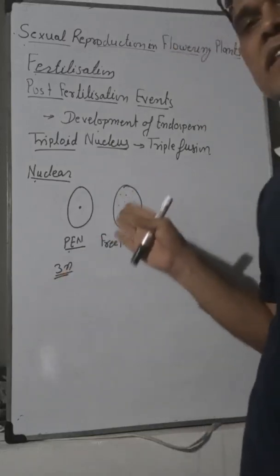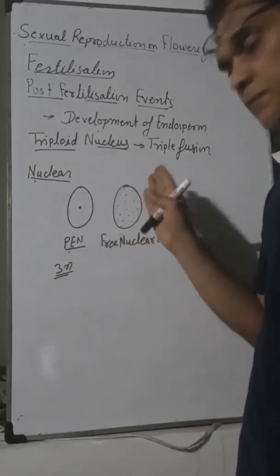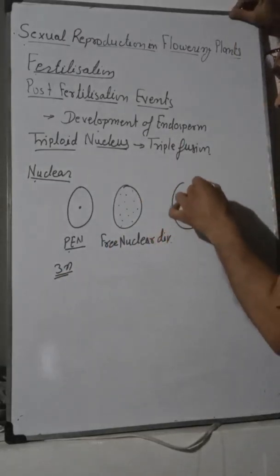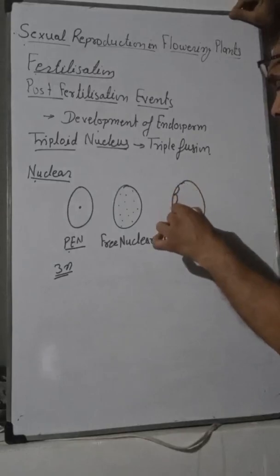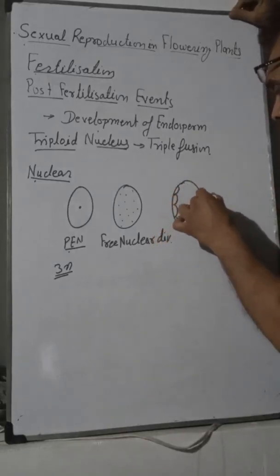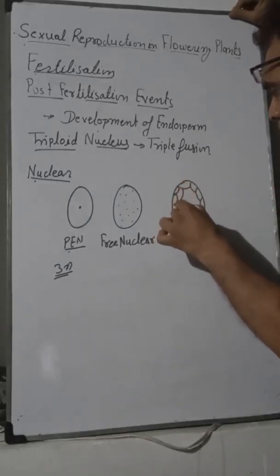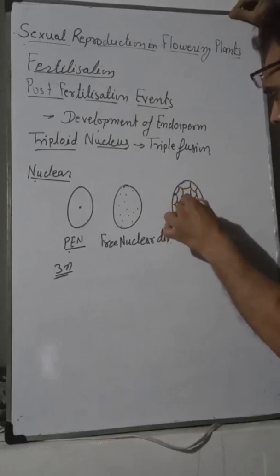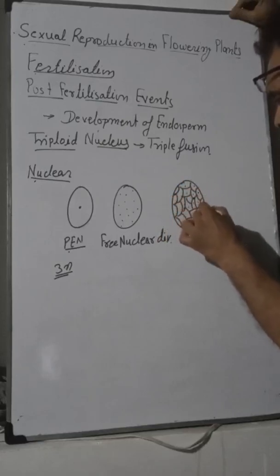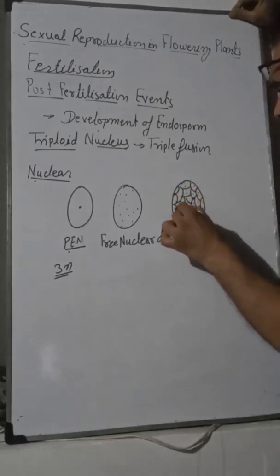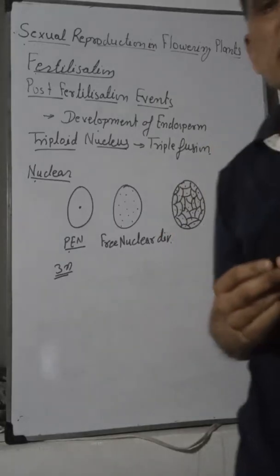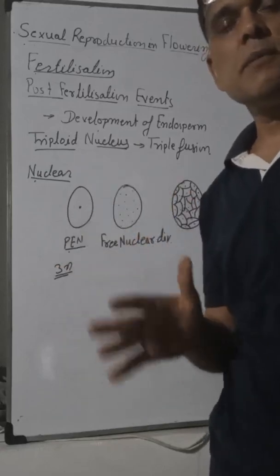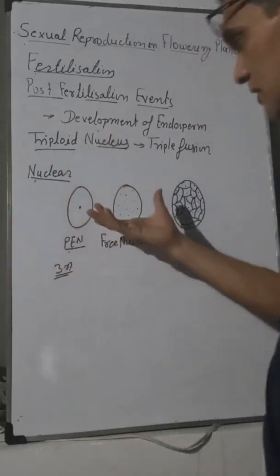So many nuclei are formed inside one cell, and then these nuclei form the cell wall from the periphery to the center, and it becomes cellular. This is the free nuclear type of endosperm. In most angiosperms, such type of endosperm is there, that is free nuclear.